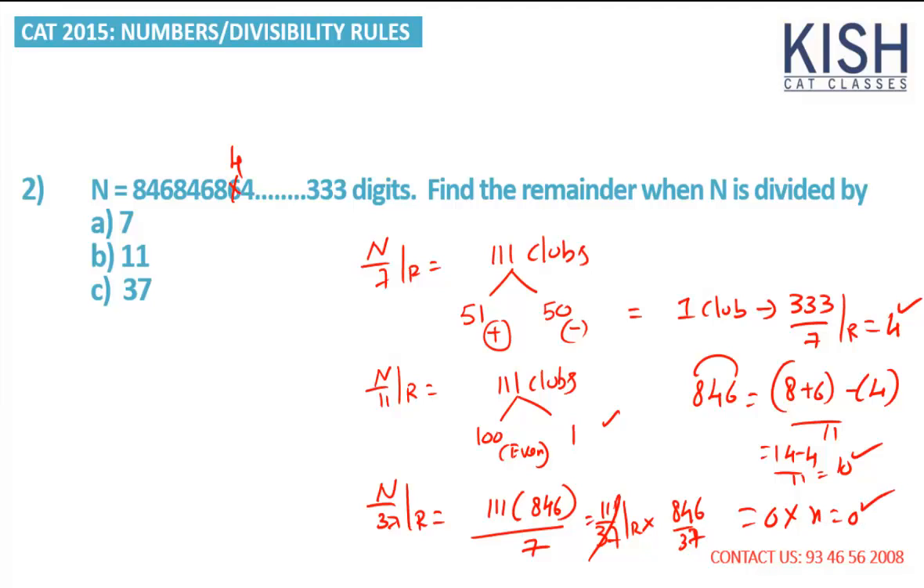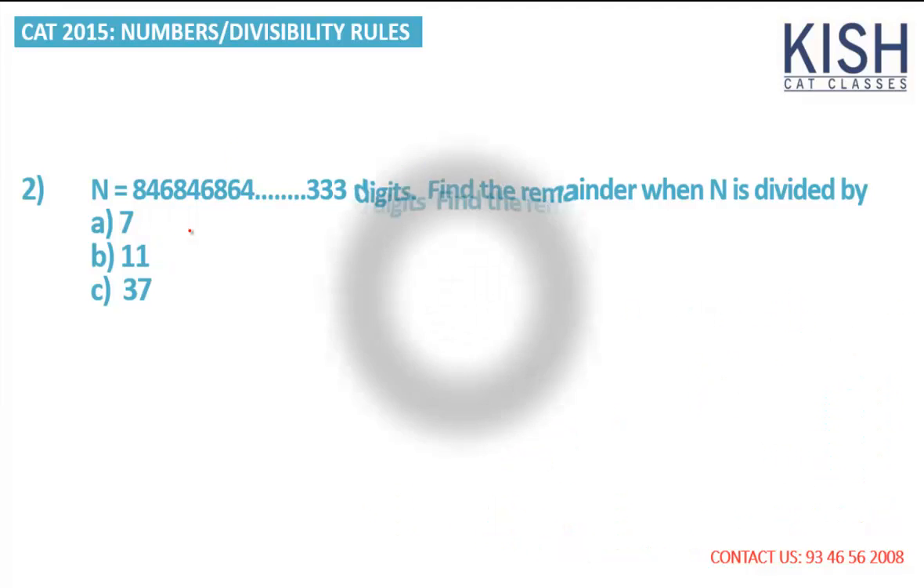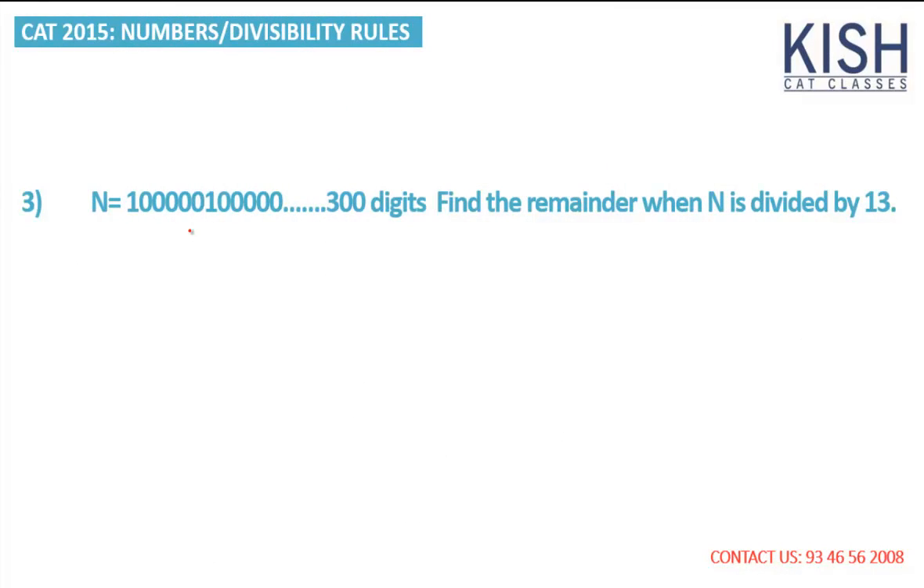Very easy, very simple. But do remember, 7 and 11, that's what we can expect in CAT. 37 is very rare, very rare. It never appeared in CAT. Now if you have got a number n equal to 1 5 zeros, again 1 5 zeros, like this, we have got a 300 digit number.